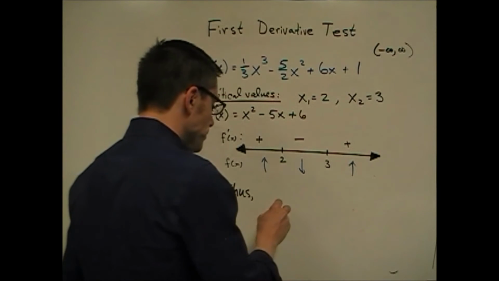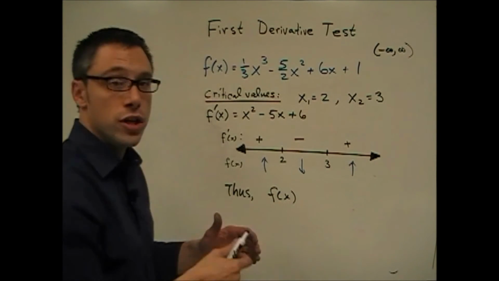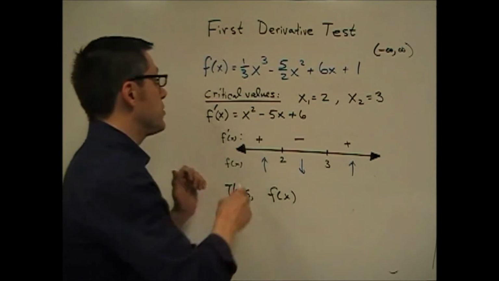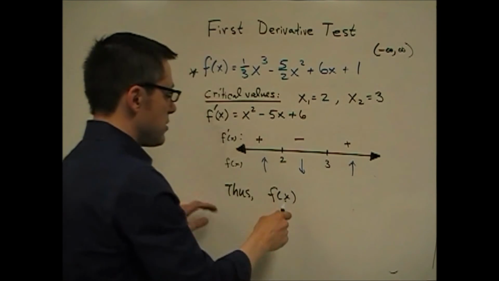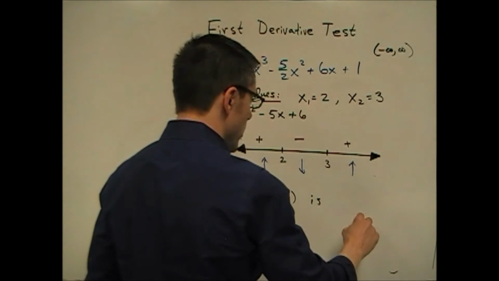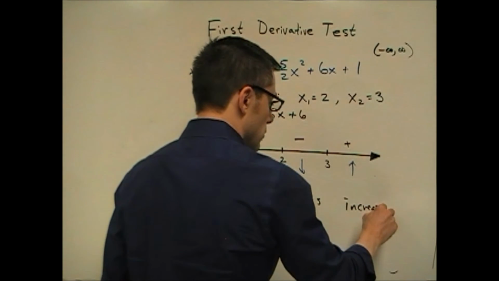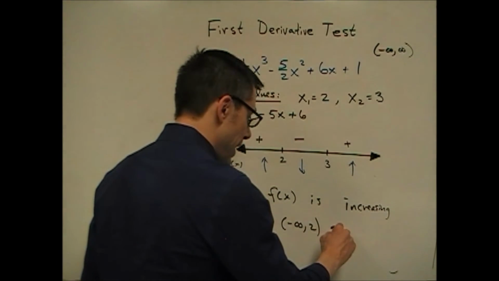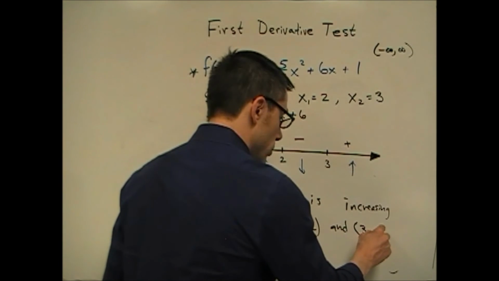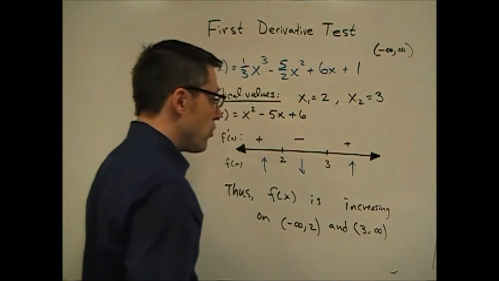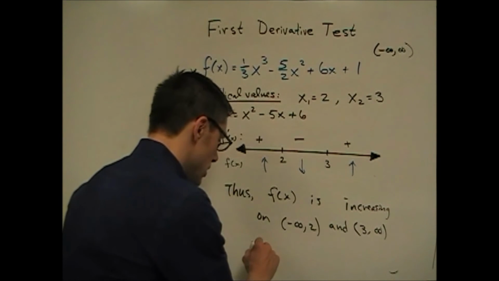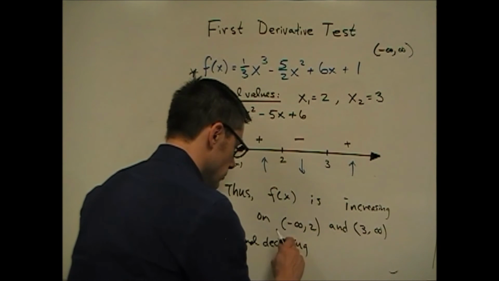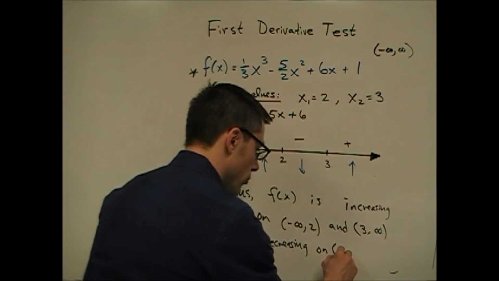So thus, the original f of x, right? We're using these tests, these derivatives, to determine the behavior of the original function. So we always go back to the original, right? That means that f of x, we saw that it was increasing on 2 separate intervals: on the interval from minus infinity out to 2, and from 3 out to infinity. And I know the function's decreasing, and I'll say decreasing, on the interval from 2 to 3.